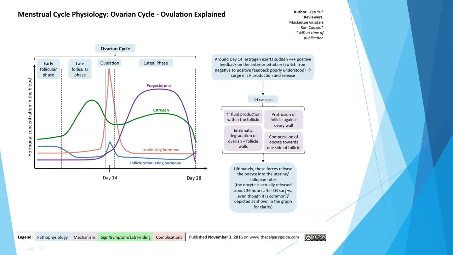Now, this oocyte is actually released about 36 hours after the LH surge, even though it is commonly depicted as shown in the graph for clarity. So you can see that although there is an LH surge, the release does not typically happen just at the time of the LH surge. So LH surge initiates a chain of reactions. These four things will happen, and these four things will take time, and then the ovum will be released within 36 hours. It is not like the LH is at the peak and suddenly the ovum has been released. It is not the case practically, but for your sake of understanding, it is depicted like that in the graph.